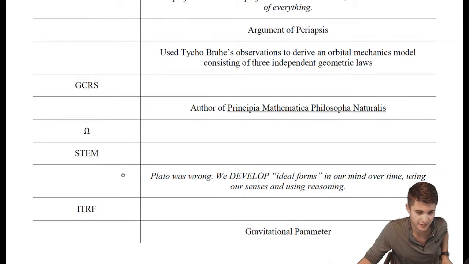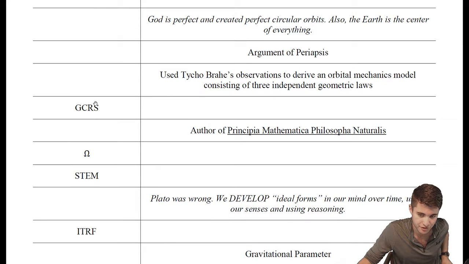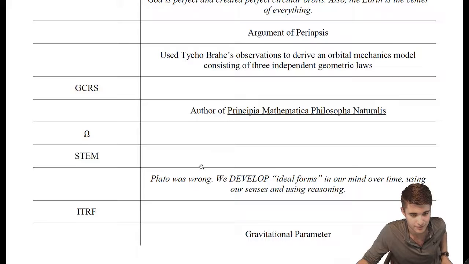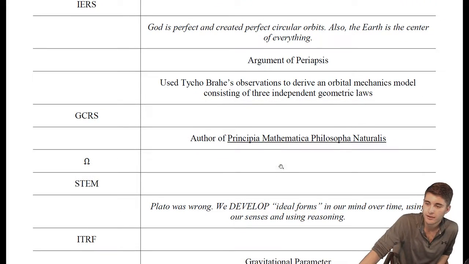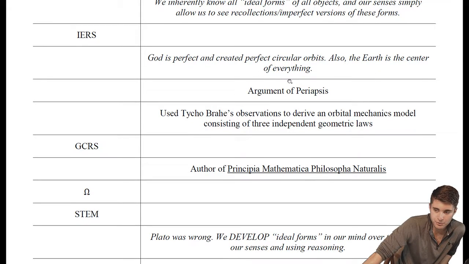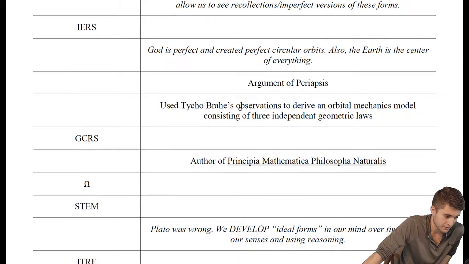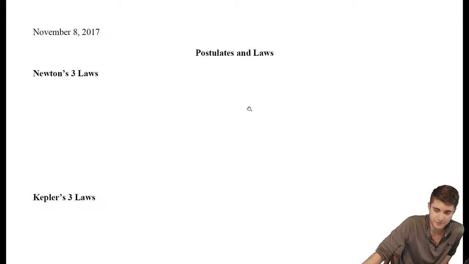Probably the ones that you guys are going to have to read through the notes for are ITRF, GCRS, and IERS, to learn what those stand for. No, the other one? Which one? The God is Perfect one or Tycho Brahe's observations one? It doesn't matter. You got it.